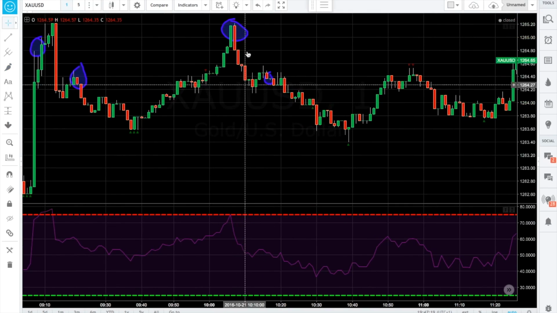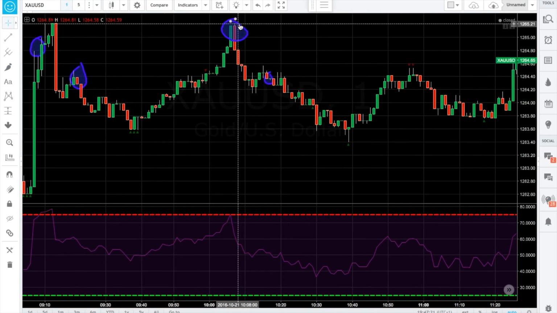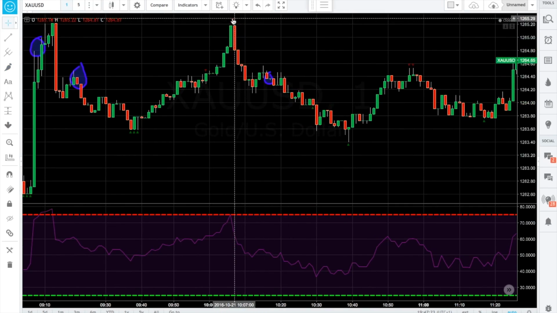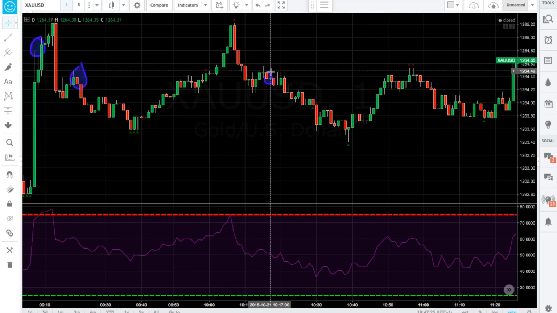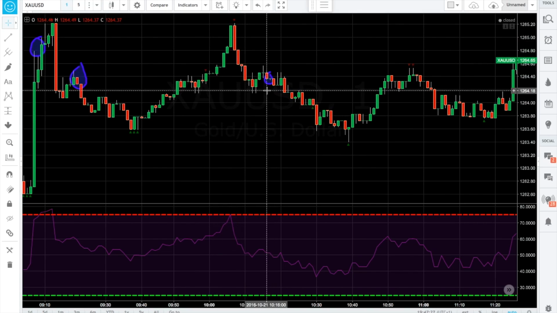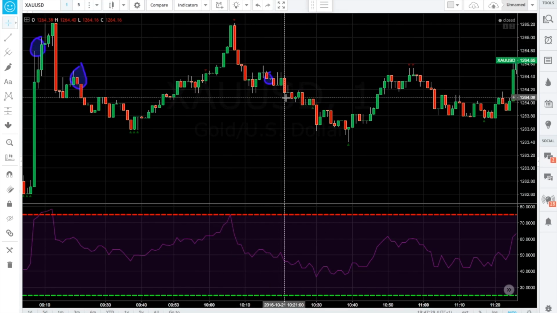Here, it's just touched the line. And as you can see, I've already gone and circled these areas. It's told us to sell, and once again take a 10-minute trade, and there you go, it would have sold and you would have won that one.